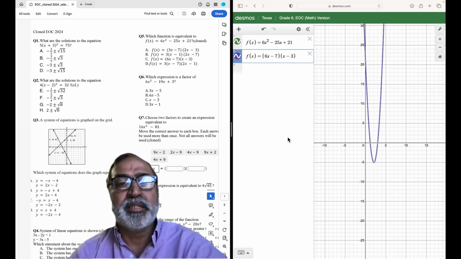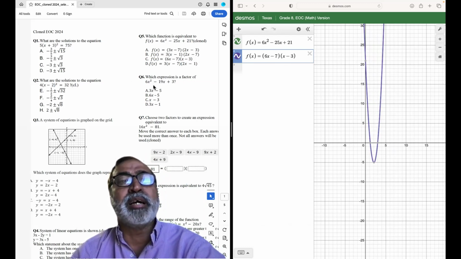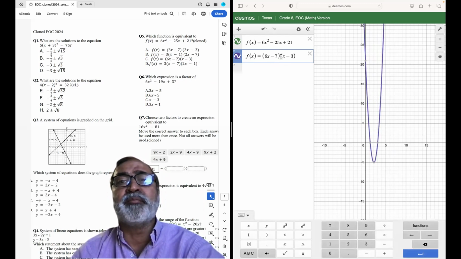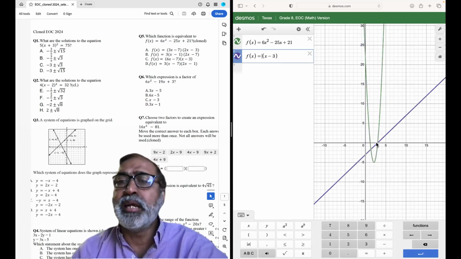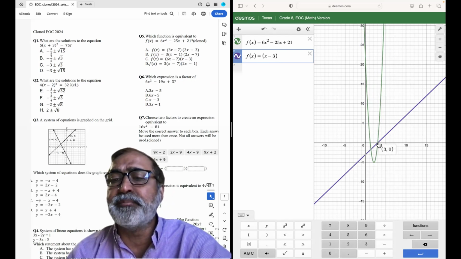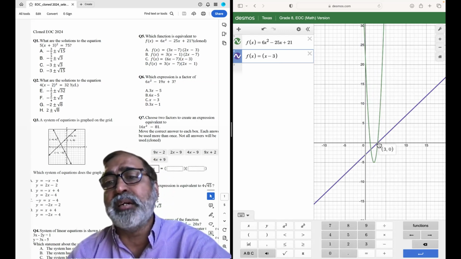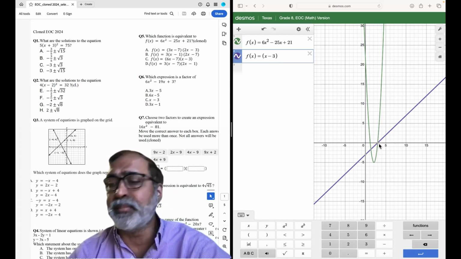So try question 1 and 2, try question 5 and 6. 6 is a little bit different. It says factor. When it says factor, you're only going to type one factor. So I'm going to use number 5 to just show you. If I type only one factor, it goes through the x-intercept, because they both have a common root. The factor has a common x-intercept with the quadratic.